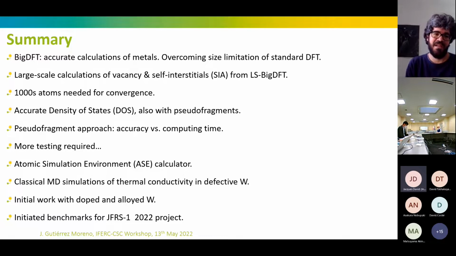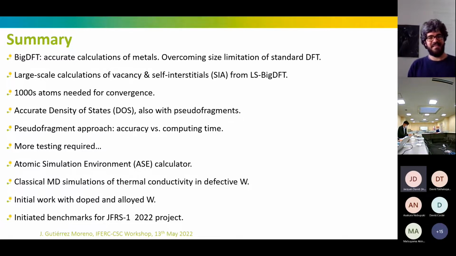In terms of development, we have developed a calculator for the Atomic Simulation Environment. This is a very widely used DFT, ab initio, or atomistic-based interface to run models and for pre- and post-processing of structural models and atomistic simulations, that can be used with many codes. We have implemented our code within that framework, which will increase the usability of the code and make it available to more users.